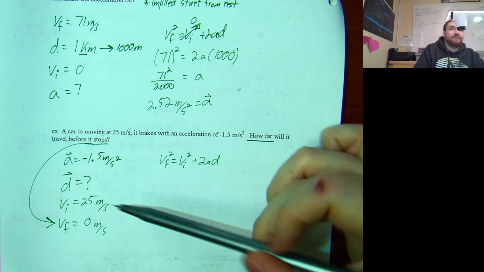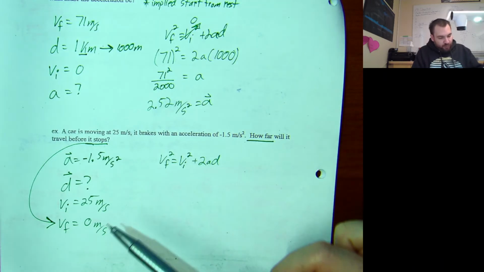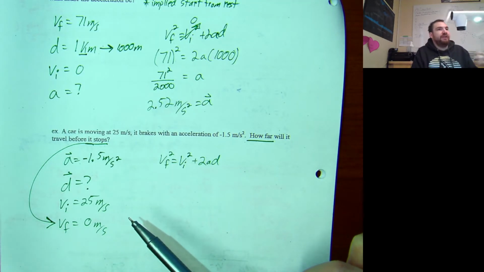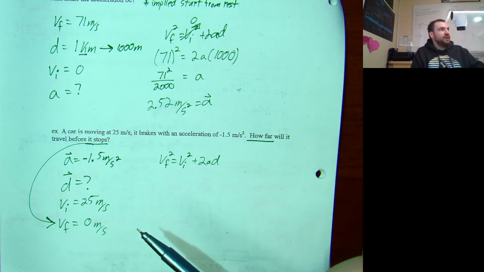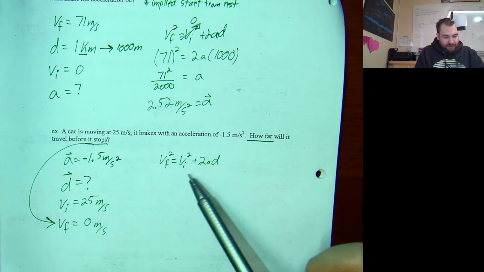Because this is the information, this is why it's so important for you to catalog what you've got. You put it right in front of you. You don't have to carry things around inside your head. The more you carry in your head, the more fatigued you get mentally, the more prone you are to making simple mistakes. So VF squared equals VI squared plus 2AD.